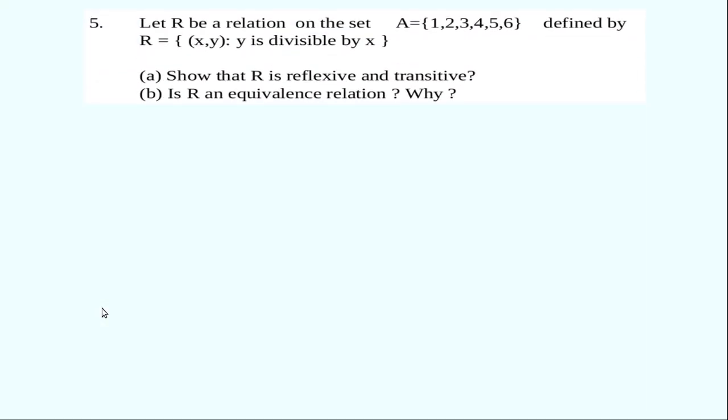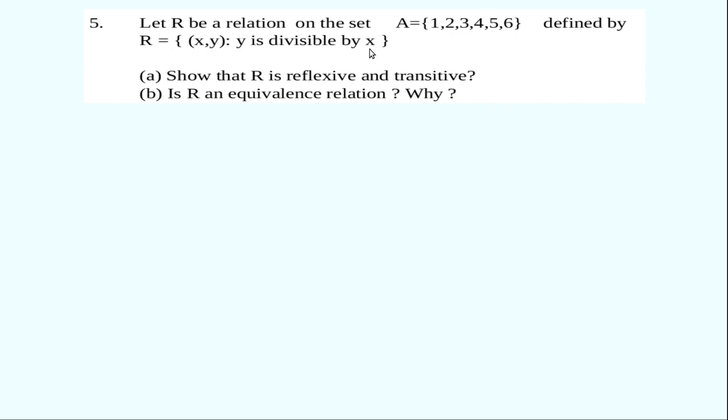This is the question. Divisibility is the relation, and the set is {1, 2, 3, 4, 5, 6}. It is a finite set, and hence the relation is also finite. Here, question A is, we want to show that the relation is reflexive and transitive. To show that a relation is reflexive or transitive, an example is not enough, but a general proof is required. Can you say an element that belongs to this relation? Y is divisible by X is the relation. Yes, one example is (2, 4). (2, 4) belongs to this relation.